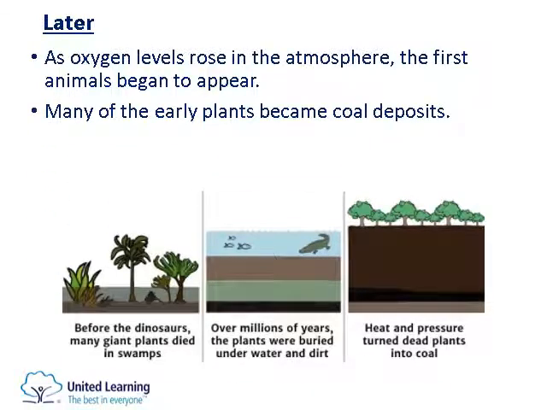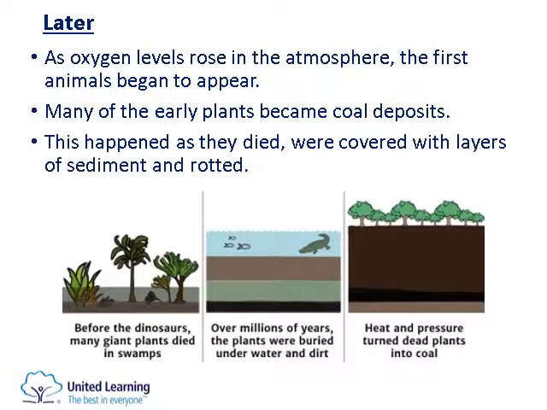Many of the early plants have become coal deposits, and this happens as they die. So they're covered in layers of sediment, which is mud. That mud rotted, and that allows for coal to form. Coal is what we know as a fossil fuel, and that is an example of how carbon dioxide is also locked up, so that locks up more carbon dioxide out of the atmosphere.